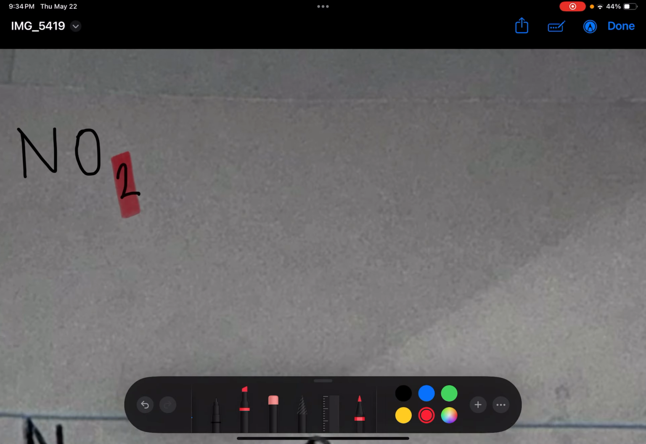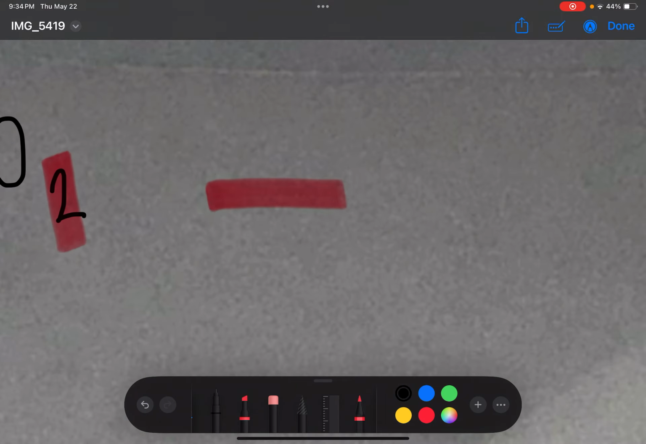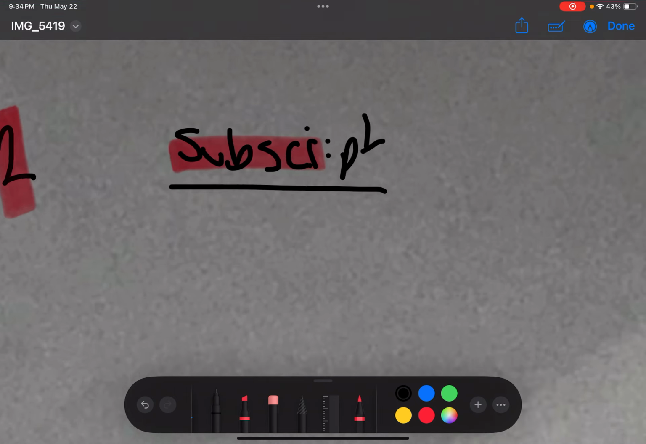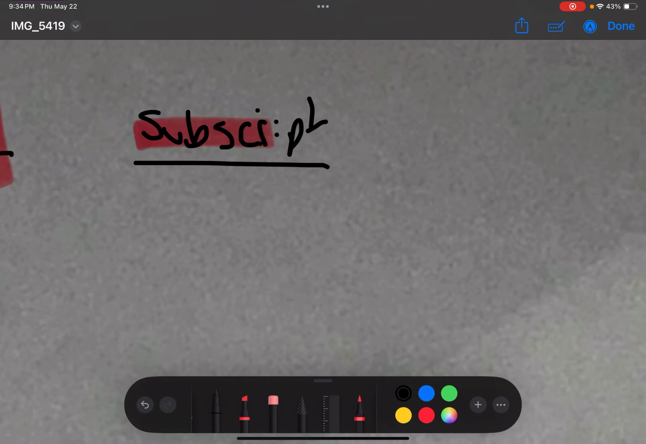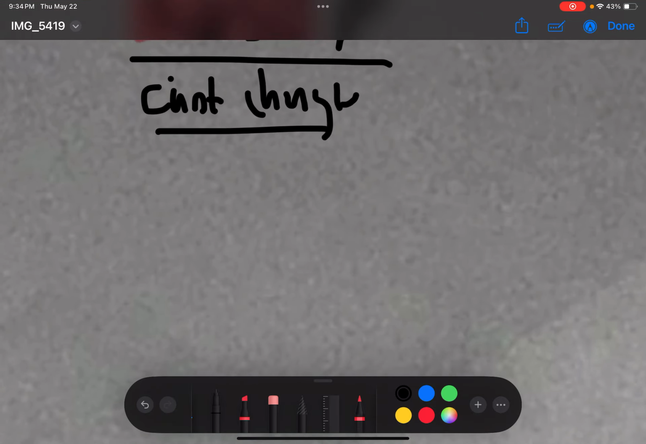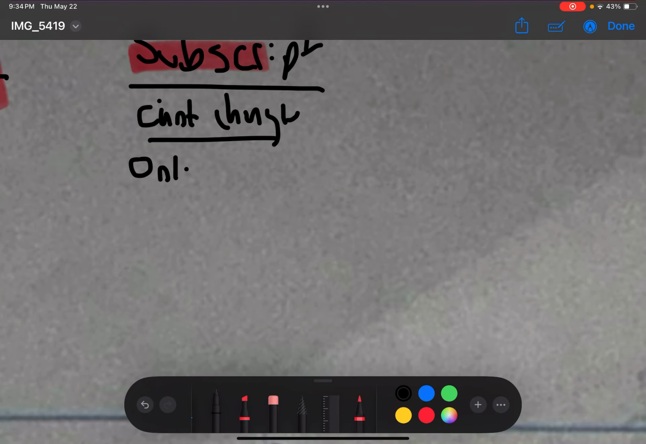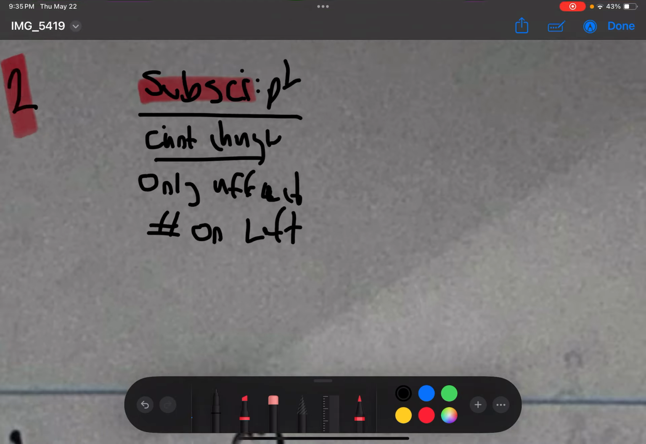This is your subscript. Oh my god, I'm not writing all that. Your subscript, you can't change that number. Right? It only affects the number on the left.